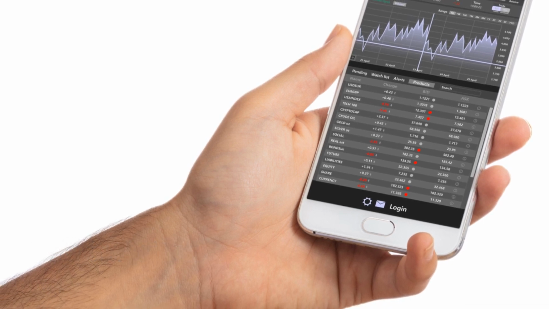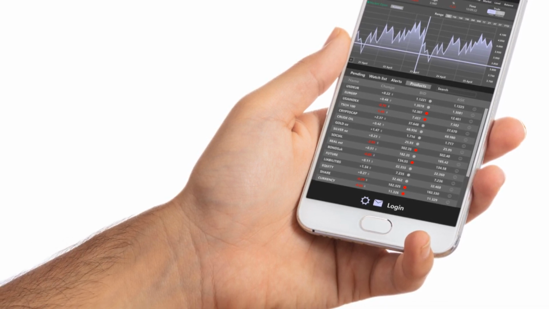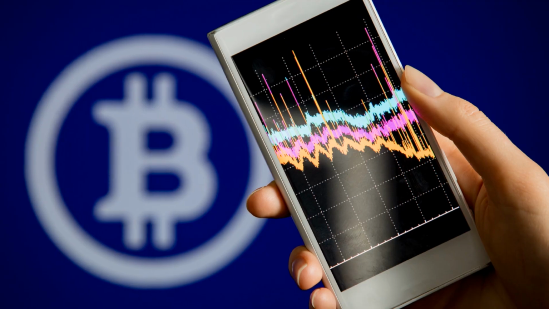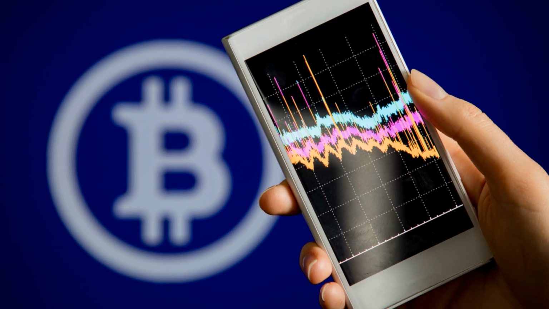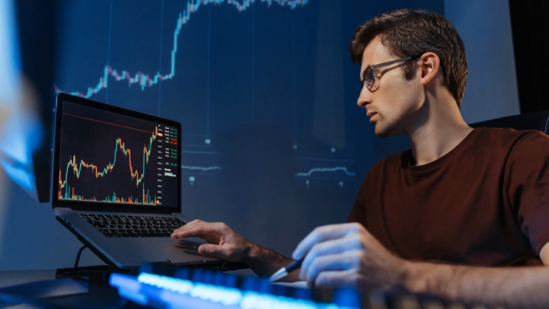Now you know the basics of reading crypto charts. Whether it's candlesticks, moving averages, or indicators like RSI and MACD, you're ready to start analyzing like a pro.